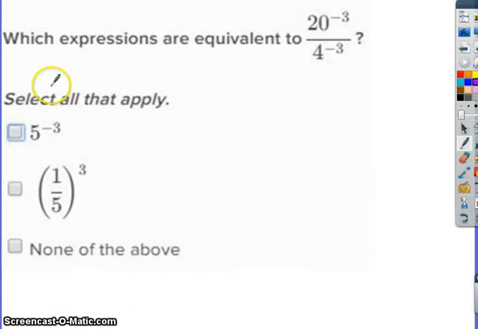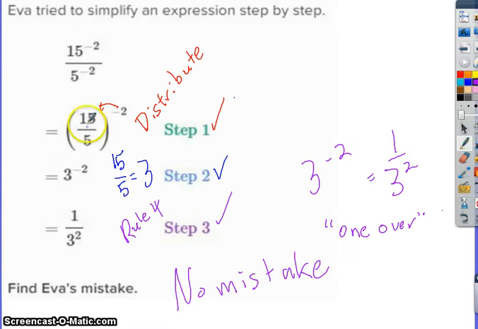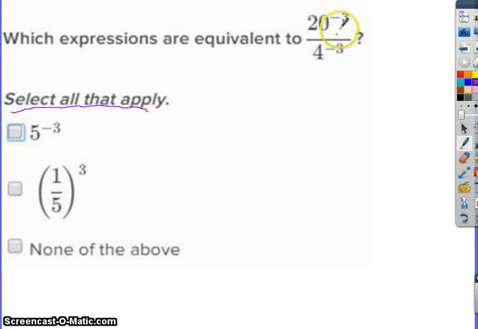This one, even though the type of question is different, so this isn't a what's the mistake, it's a select all that apply, it still is using the same distributive rule. Okay, so just like here, I started by turning the 15 to the negative, I just undistributed. I'm going to take the same step here because they both have an exponent of negative 3. So this is the same as putting a parenthesis around the 20 over 4 because they both got the 3. So the 4 would get the 3 and the 20 would get the 3.